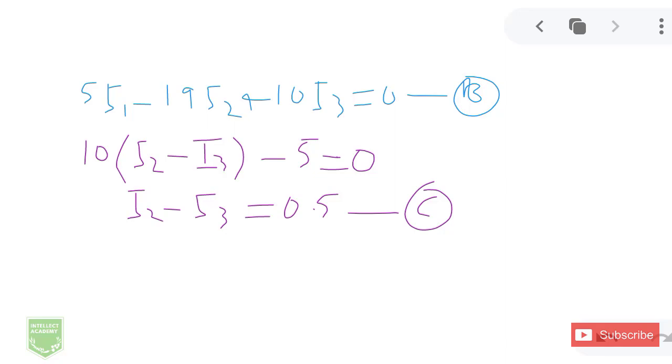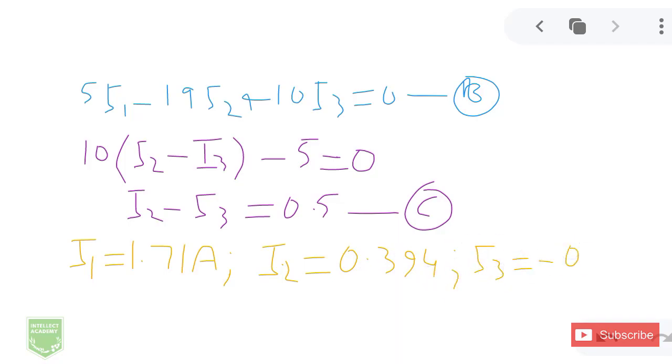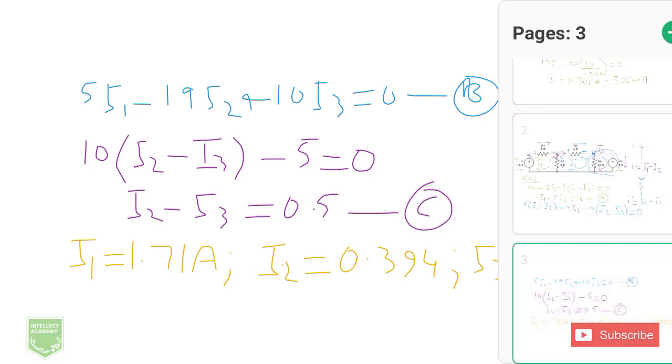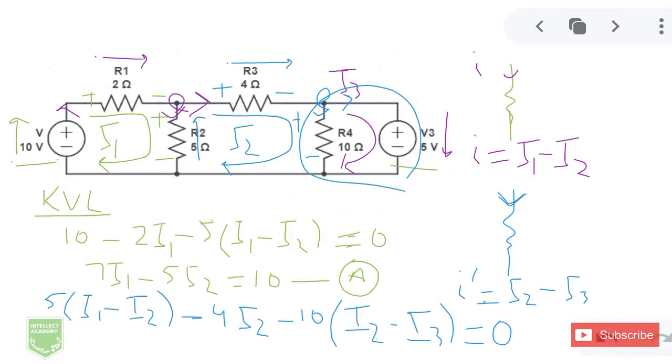So I've got my equations A, B, and C. All are in terms of I1, I2, and I3, and I can solve them simultaneously, and I will get I1 equals 1.71 amperes, I2 equals 0.394 amperes, and I3 equals minus 0.106 amperes. And the negative sign obviously means that I've assumed my current direction in the reverse. So I'm just going to reverse the direction here. The magnitude would remain the same. So this was a very, very simplified explanation of mesh analysis.